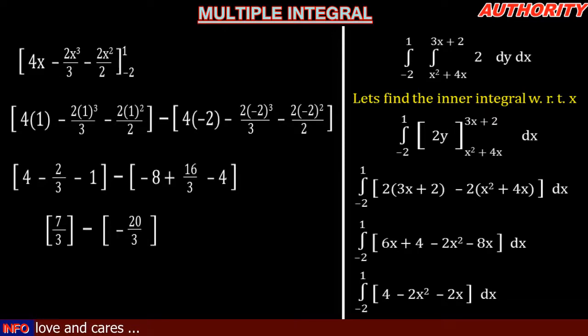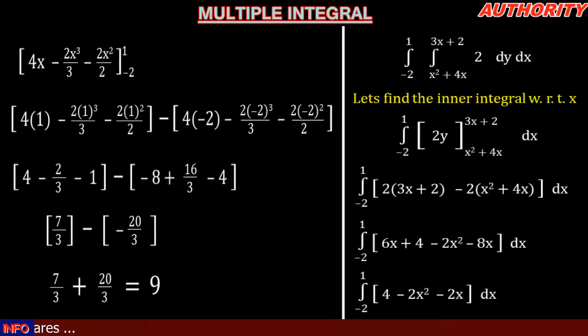So here we have 7 all over 3 minus open bracket minus 20 all over 3. So when you use minus to open the second bracket, it's going to give you plus 20 all over 3. So here we have 7 all over 3 plus 20 all over 3. So 7 all over 3 plus 20 all over 3 is going to give you 27 all over 3. And 27 all over 3 is equal to 9.